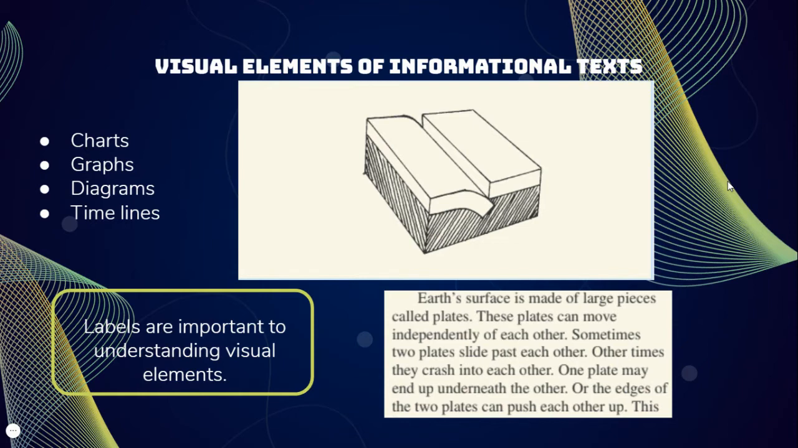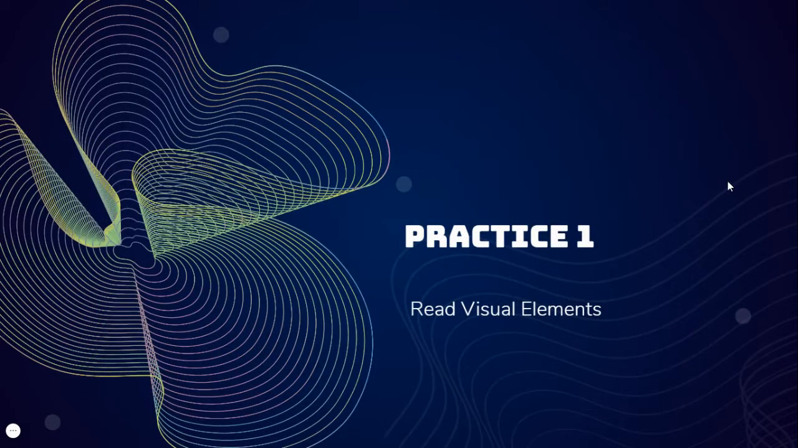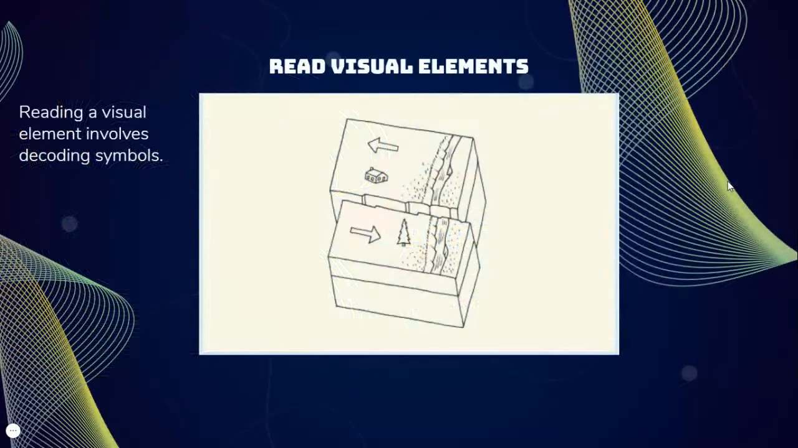Both the picture and the text are about what can happen when plates push up against each other. Sometimes one plate is forced underneath the other. Practice 1. Read visual elements. Remember that visual elements reinforce important ideas and can help readers better understand the text.